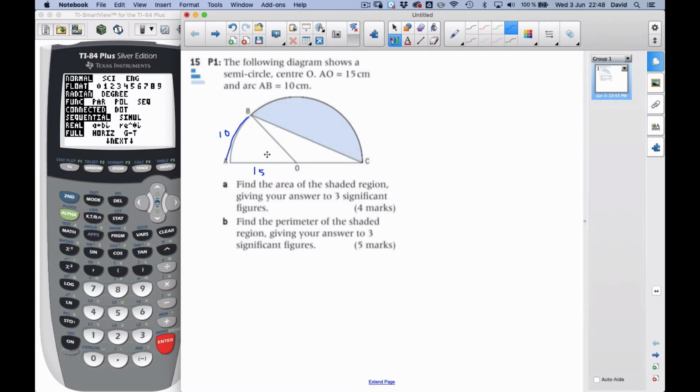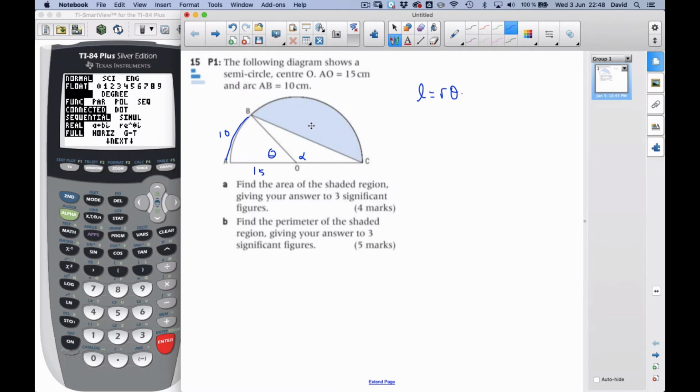Well, if this arc is 10, I can find this angle here, which is theta, because I know that the arc length is equal to r theta, which is in my formula booklet. If I can find theta, then I can find alpha here. And then if I find alpha, I can work on the shaded portion.